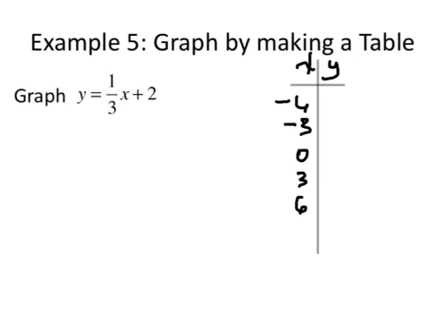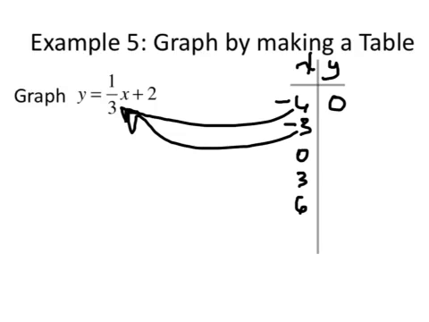So when I go through the process of plugging in -6 for x, I'm going to get -2. When I add 2 to that, I get 0. Similarly, when I continue to plug in, I'm going to see that -3 will yield a +1. 0 will yield a +2. When I plug 3 into that equation, I'm going to get a +3. And then finally, when I put 6 in, I get 4.